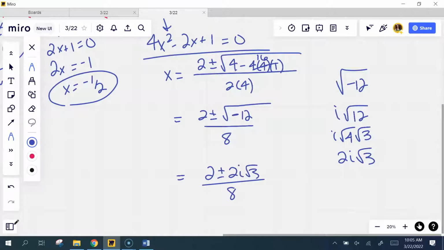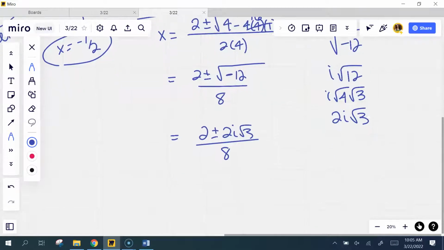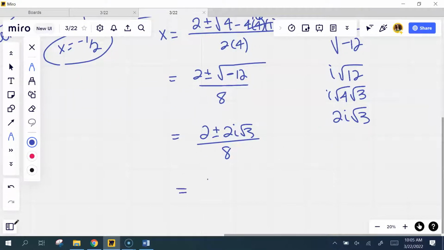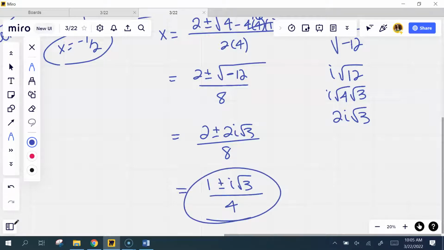And because everything is divisible by 2, I can go ahead and divide that out. So it becomes 1 plus or minus i root 3 over 4. You can divide all of these by 2.